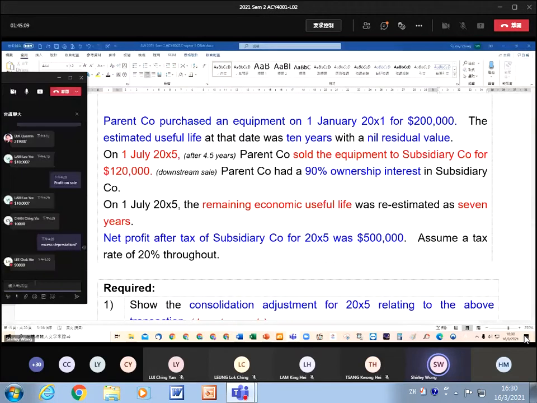Any other figures you can suggest to me? Because you can see that the unrealized profit is only 10,000. The excess depreciation should not be greater than the unrealized profit, right? So what is the amount of excess depreciation you are able to calculate?